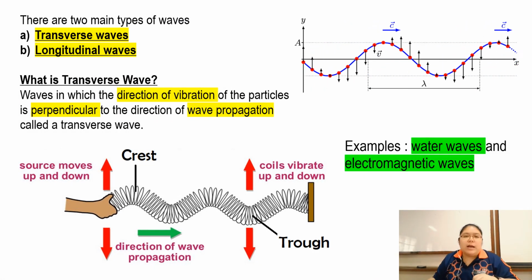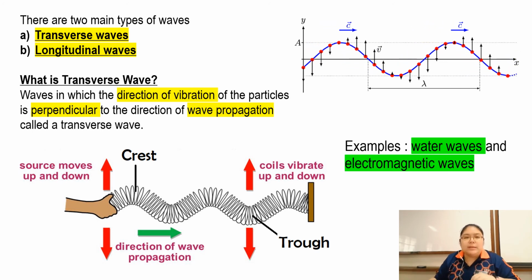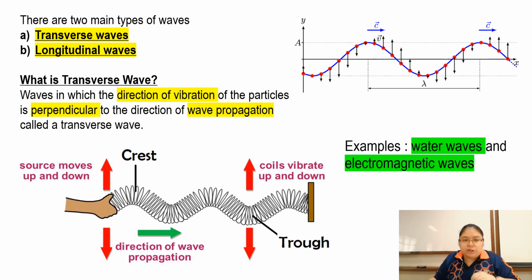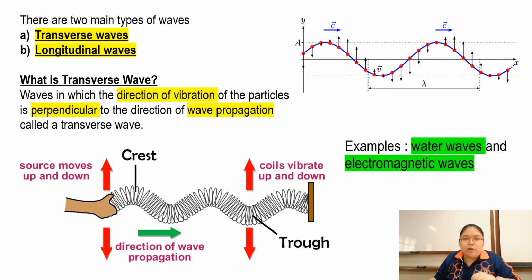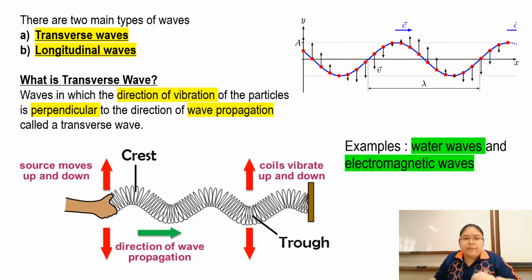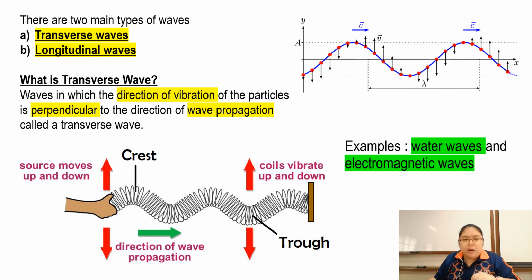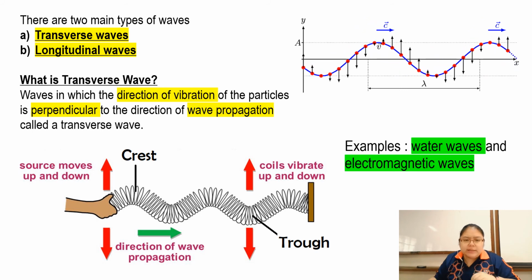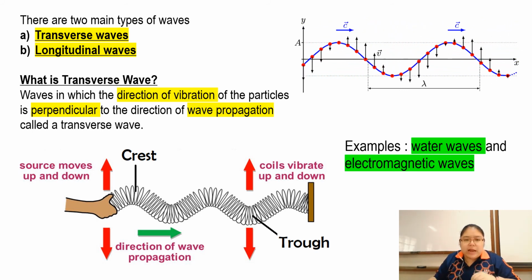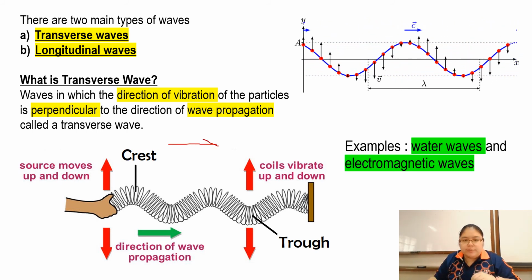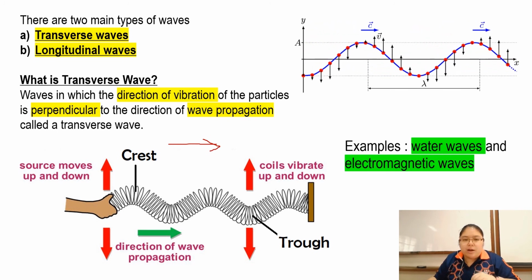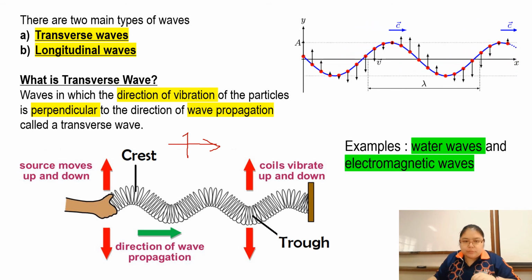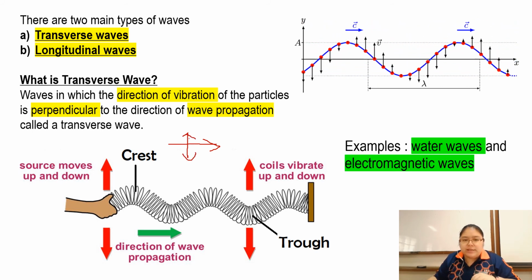Now I need to introduce two more main types of wave: transverse and longitudinal. Let's see what a transverse wave is. In a transverse wave, the direction of the vibration of the particle is perpendicular. You can see the diagram here. The direction of movement goes here, and the vibration is up and down. So the vibration is up and down. Can you see this situation is 90 degrees?